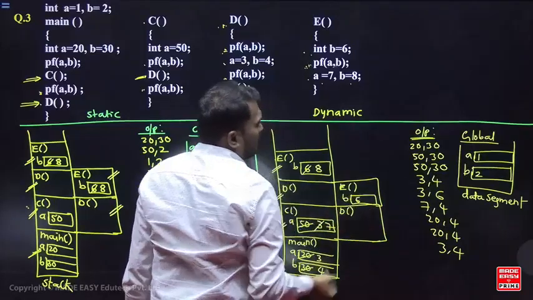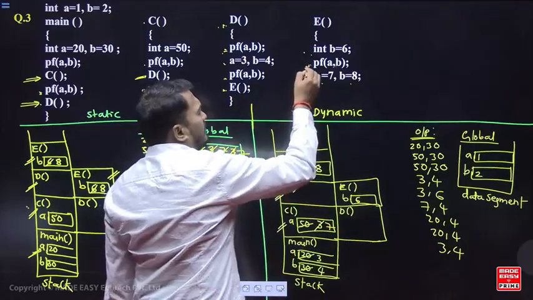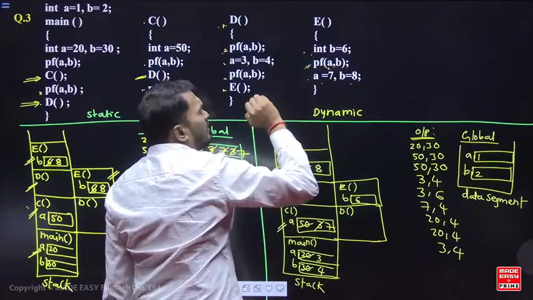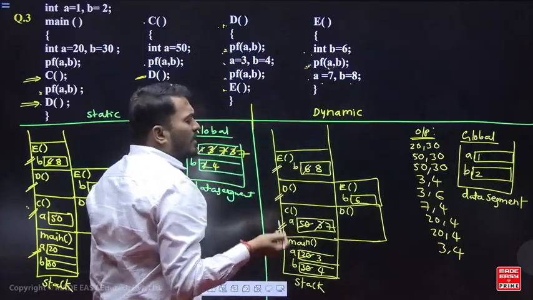So that is 6. And next printf A comma B. So A is a free variable here. A is a free variable, dynamic scoping. From where do you take it? From the previous calling.